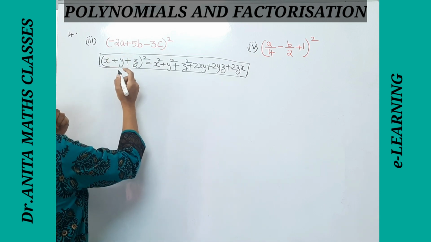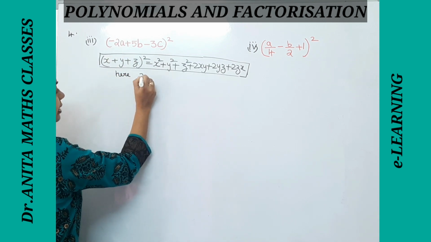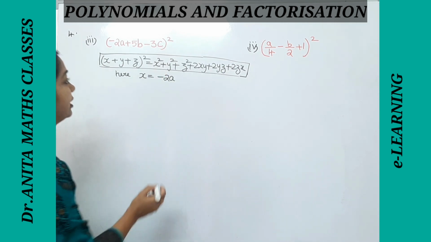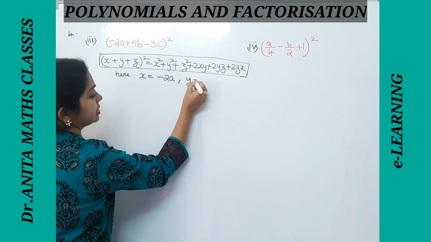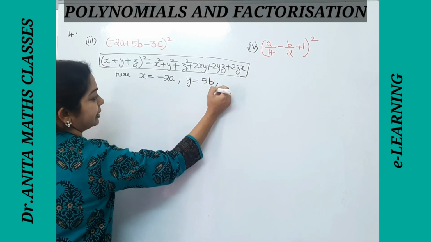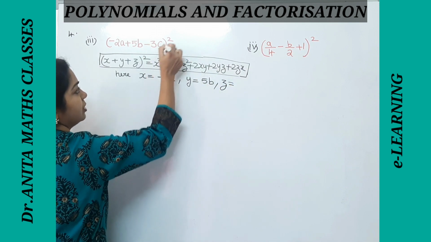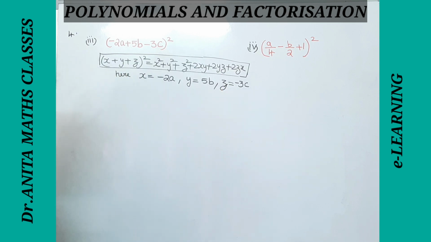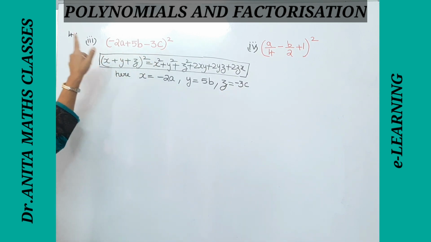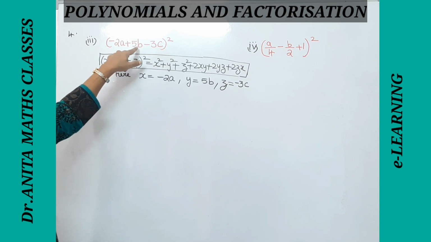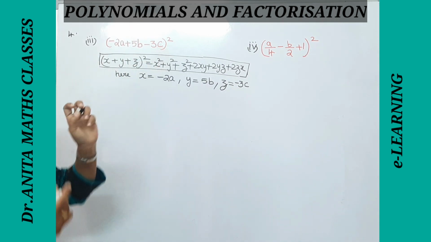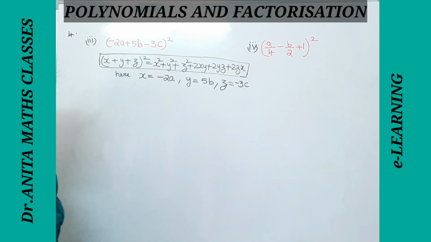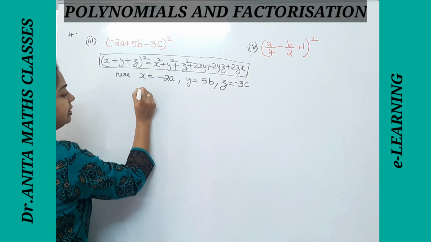So what we have to take here: x value is equal to minus 2a, along with the negative sign, and y value is 5b, and z value is minus 3c. This is the z value along with the negative sign, so that our equation will be (x + y + z) whole square, where we are considering the negative sign also as part of z and part of x. Now let us proceed with the identity.